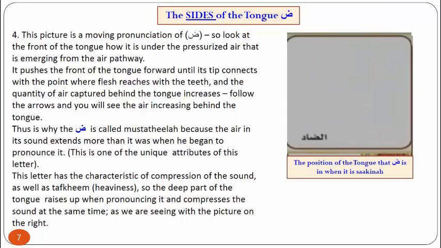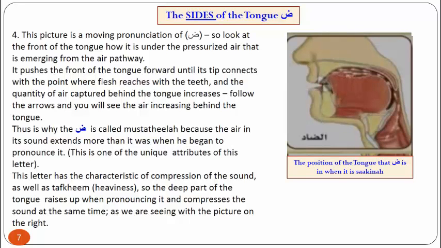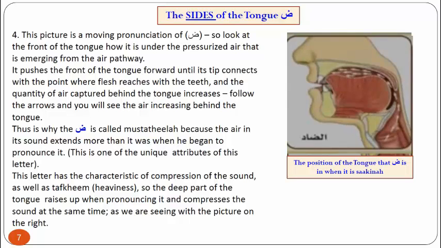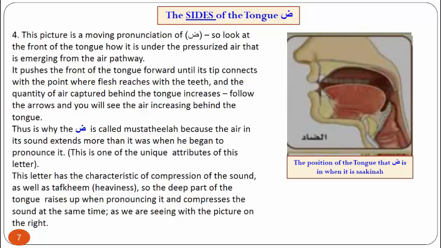This picture is a moving pronunciation of Daad. So look at the front of the tongue, how it is under the pressurized air that is emerging from the air pathways. It pushes the front of the tongue forward until its tip connects with the point where flesh reaches with the teeth, that is the gum and the teeth. And the quantity of air captured behind the tongue increases. Follow the arrow and you will see the air increasing behind the tongue. This is why the Daad is called mustatilah.